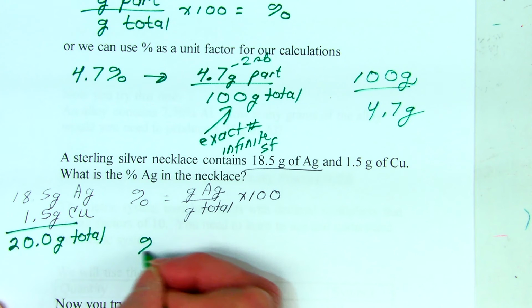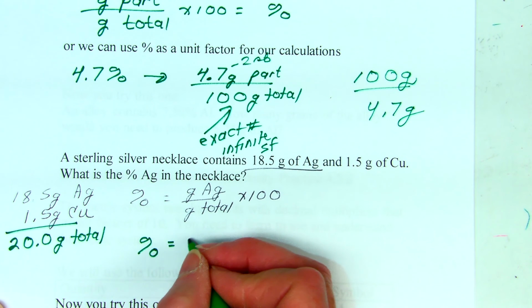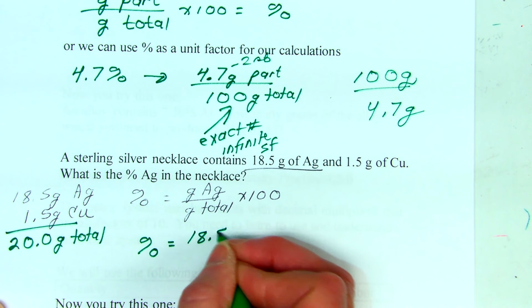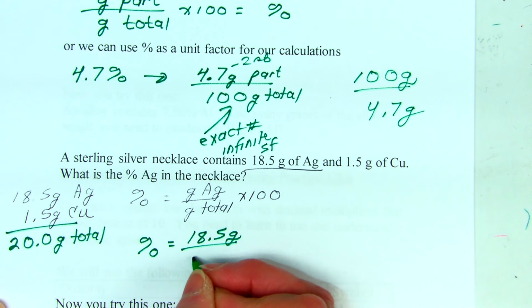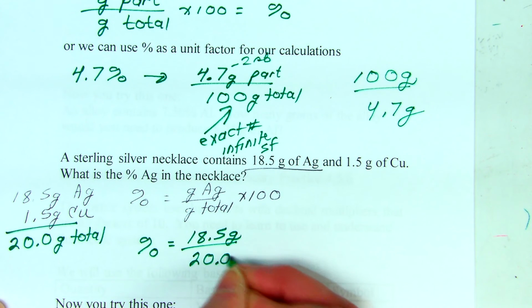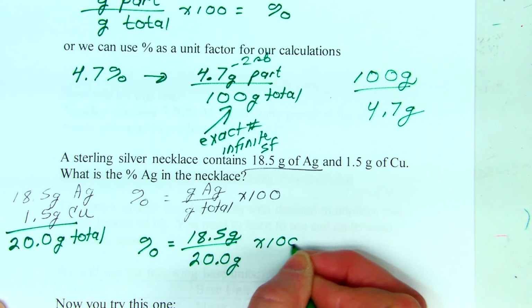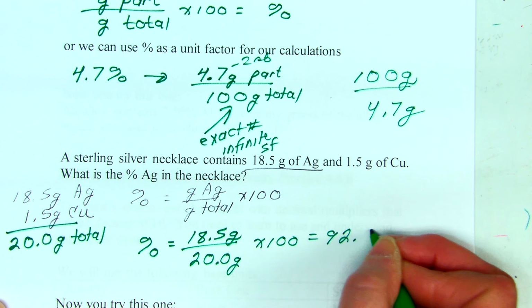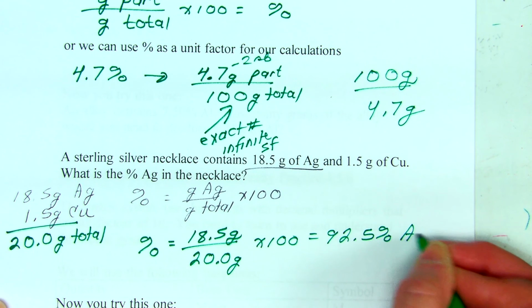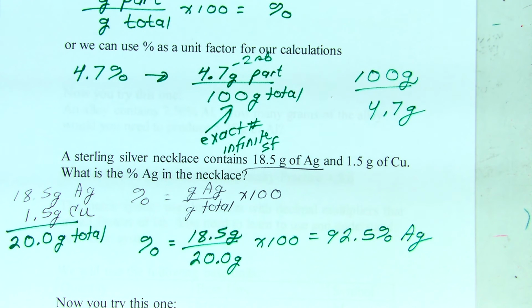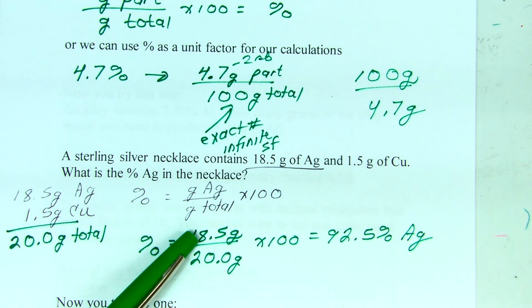So now to find the percent, I have the mass of silver, 18.5 grams, divided by 20.0 grams times 100 gives me 92.5% silver. What would I do if I wanted percent copper? Put 1.5 on the top. The mass of copper on the top divided by the total. Okay, so those are pretty straightforward.